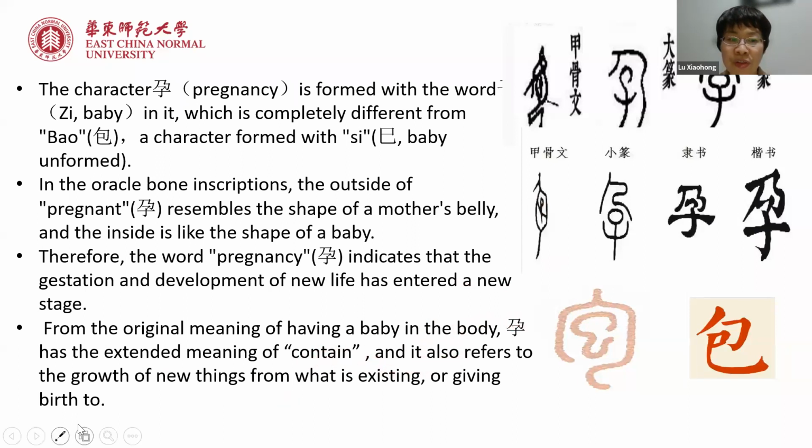And it also refers to the growth of new things from what is existing. Another meaning is giving birth to. So we have the word 孕, that means breed something or giving birth to something. So this is how the word evolved from the very early oracle bone inscription to today's writing here, baby 子, and then the part that refers to a person or the mother's belly.